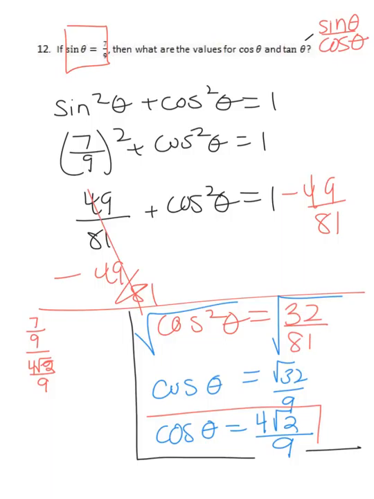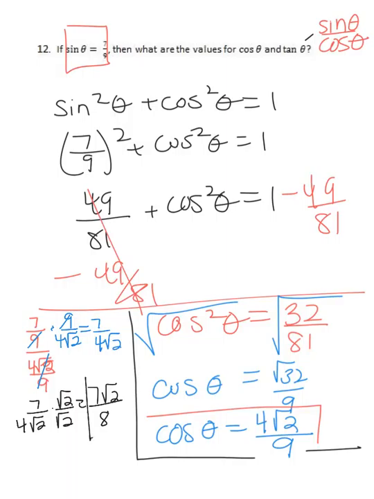Okay, so when you're dividing by fractions, you have to multiply by the reciprocal of the denominator. So I'm going to take the denominator and flip it and multiply it to the numerator. The 9's cancel out, and then I get 7 over 4 radical 2. But you can't have a radical in the denominator, so we must rationalize that, which you've learned how to do. So I'm going to multiply top and bottom by radical 2 and get 7 radical 2 all over 4 radical 2 times radical 2 is 8. So the tangent of an angle, theta, is equal to 7 radical 2 over 8.